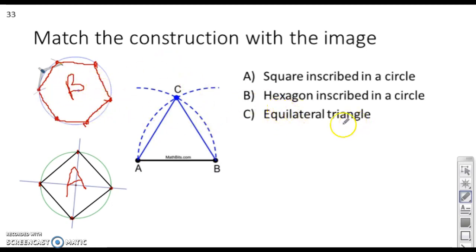And then lastly, an equilateral triangle. Well, this one I think should be the easiest to pick out because it already shows us the triangle. So that one is C.